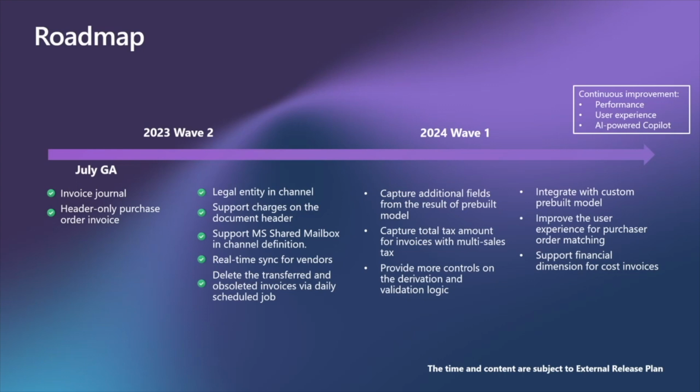Another major feature we are going to support is the financial dimension for cost invoices. The financial dimension is very key information for the cost invoice because it decides the right person to approve expenditures. In some invoices, you can capture these financial dimension values directly. So when we support this feature end to end, it will dramatically increase the touchless processing rate for cost invoices. And this is, in short, the features we plan in the coming months.